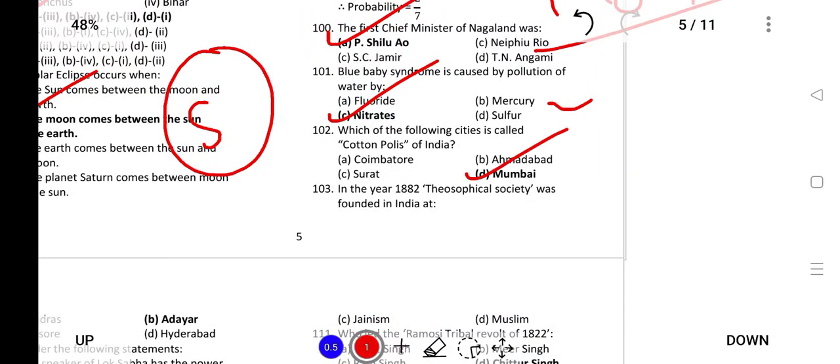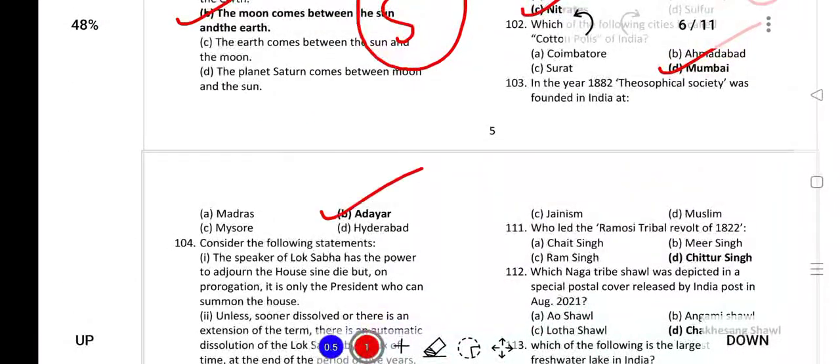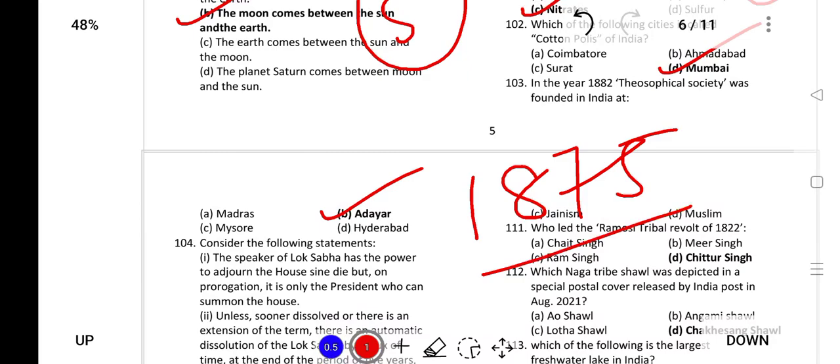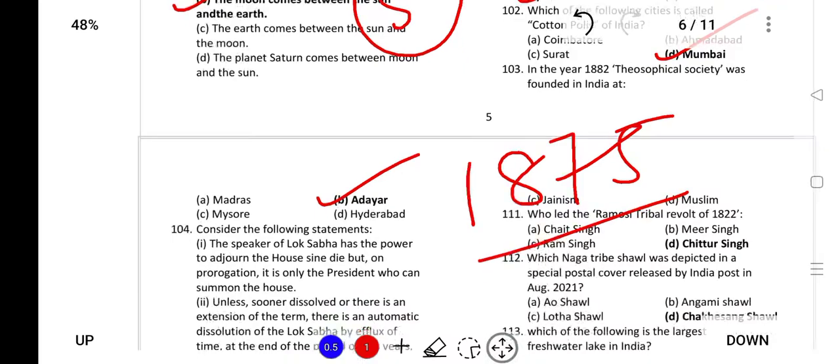In which year was the Theosophical Society established? The Theosophical Society was established in 1875 by Madame Blavatsky and H. P. Olcott.